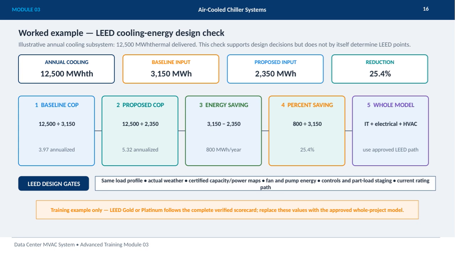It's important to note that this example focuses only on the cooling subsystem. The whole model includes IT load, electrical systems, HVAC, and other factors, and to properly pursue LEED certification, the approved LEED path and comprehensive project model must be used. This example is strictly for training and illustration purposes.